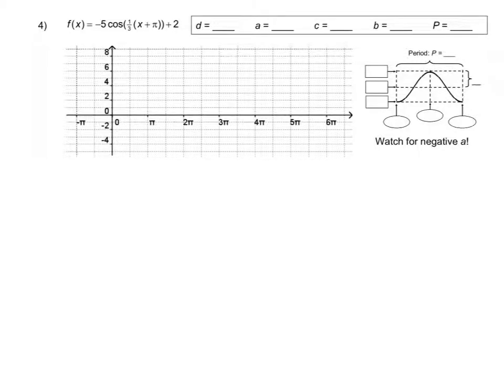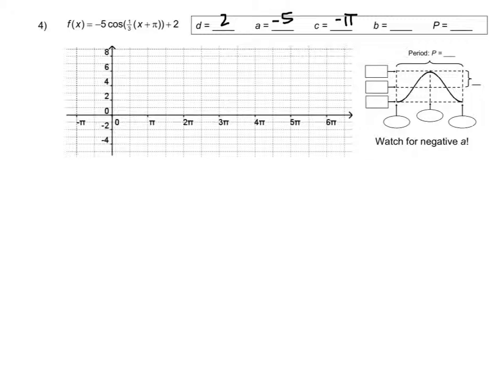So let's take a look at one where it's a little bit more complex. Go through and identify all your key parts. So the D is +2, A is a -5, and pay attention to the negative. For C, it is a negative pi because it's a horizontal shift, so we're going to actually end up doing the opposite.